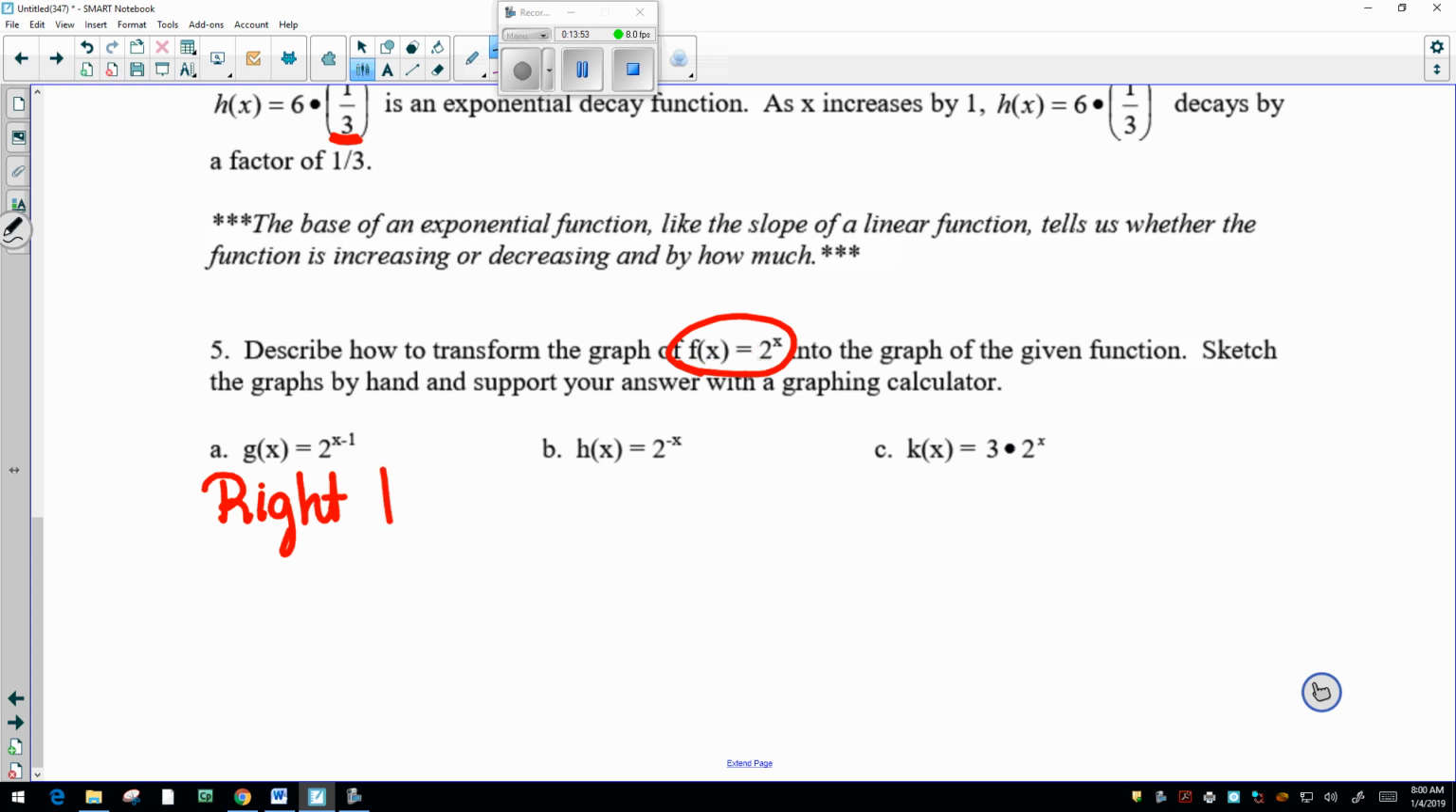Okay. For letter B, I've now negated the x. So anytime I negate the x, I want to think that's a reflection. If I negate the x, I'm reflecting over the y-axis.